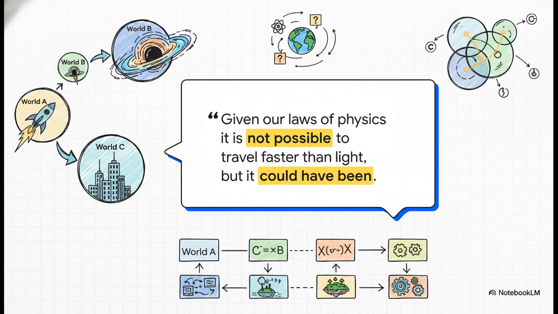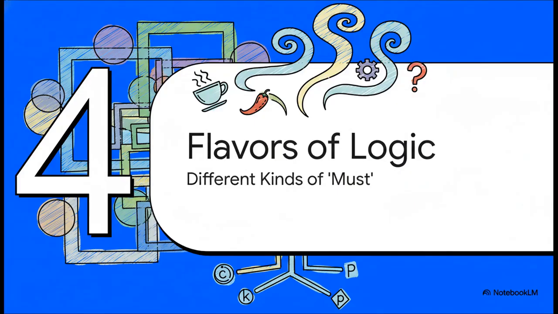But could we imagine a universe with totally different physical laws where it is possible? Sure we can. So the rules of the game, in this case physics, are what determine which worlds are accessible from which other worlds. And this is where modal logic goes from being a neat idea to a ridiculously powerful tool. Because once you realize that you can change those rules of accessibility, you unlock its true potential.